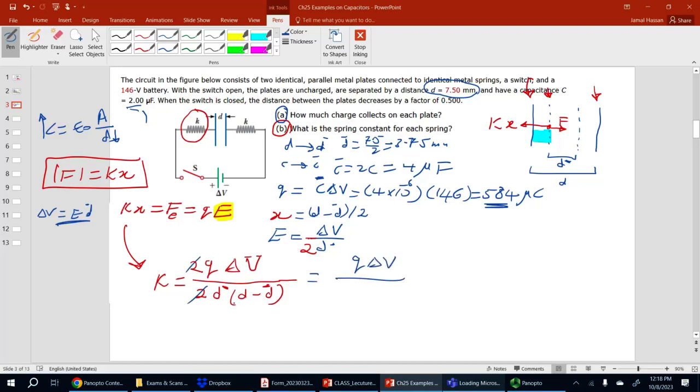Here, what should we do here? Just keep it as is. So it's equal to, because we have the values, or you could just multiply them, but just keep it like that. Okay. So that should give us the value of K in Newton per meter.